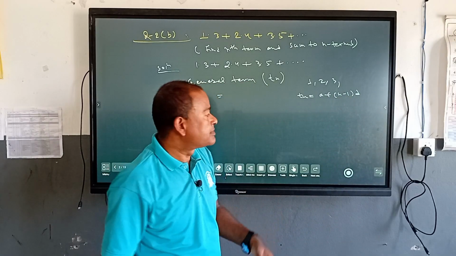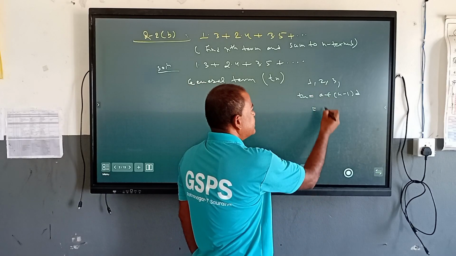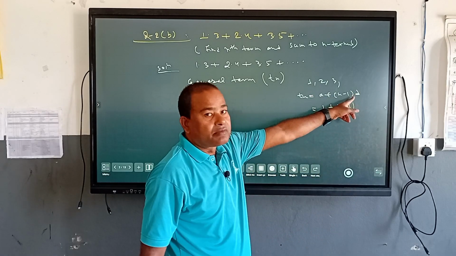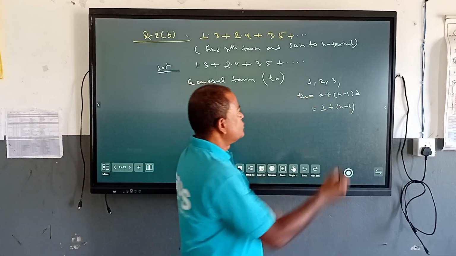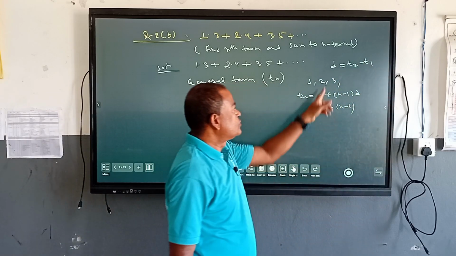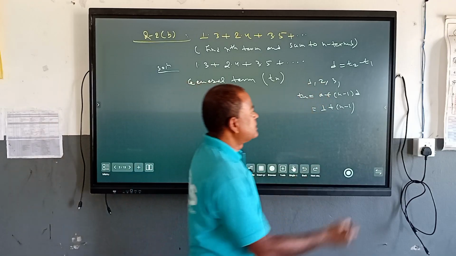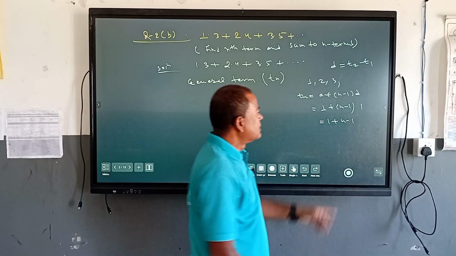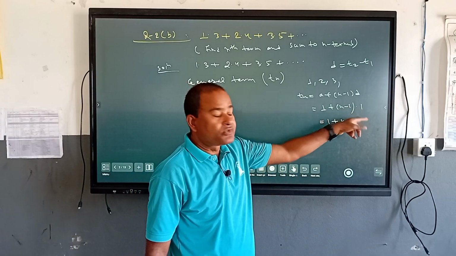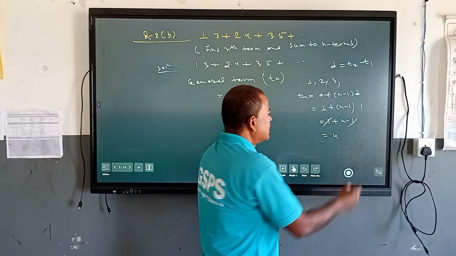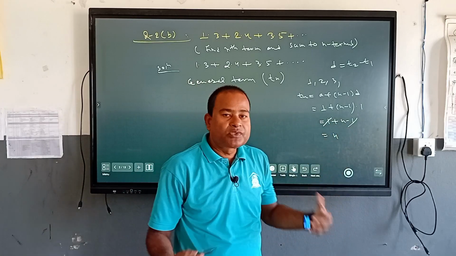n minus 1 times d. So dear students, a means 1, d means common difference. Common difference means t2 minus t1, that means 2 minus 1 we get 1. 1 plus n minus 1 into 1 we get n minus 1. After cancelling plus 1 and minus 1 we get n.